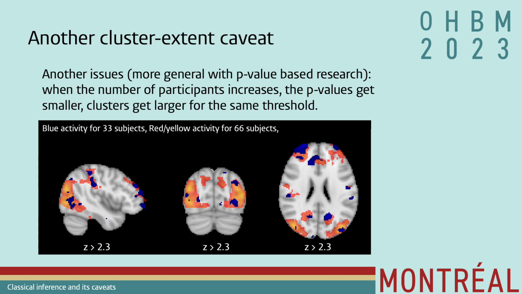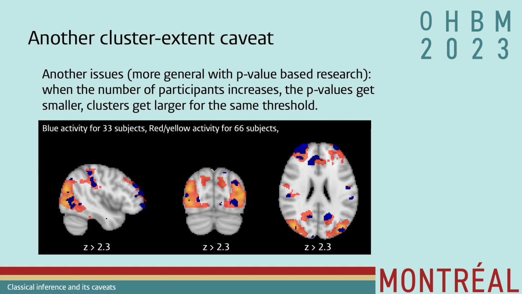In addition to the issues with cluster extent thresholding based on spatial specificity, there are more issues, which most of the time pop up when we have a larger number of participants. So not in your typical fMRI study with maybe 30 to 60 to 100 participants, but in large cohort studies of thousands of participants. This is also a more general issue with p-value based research. When the number of participants increases, the p-values get smaller, and in our functional MRI study, the clusters get larger for the same threshold.